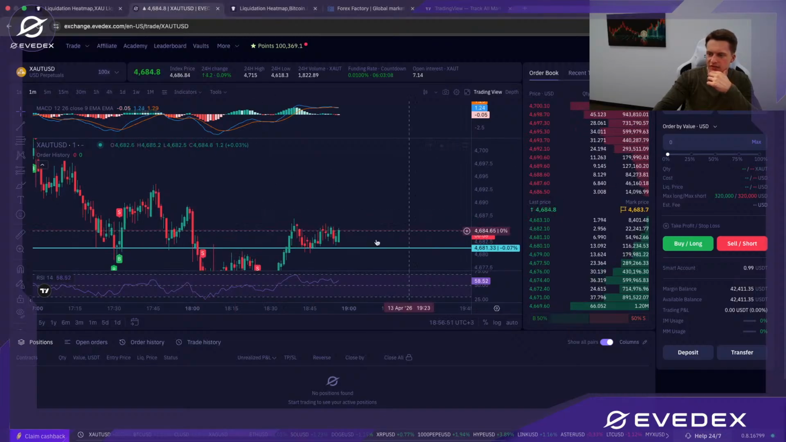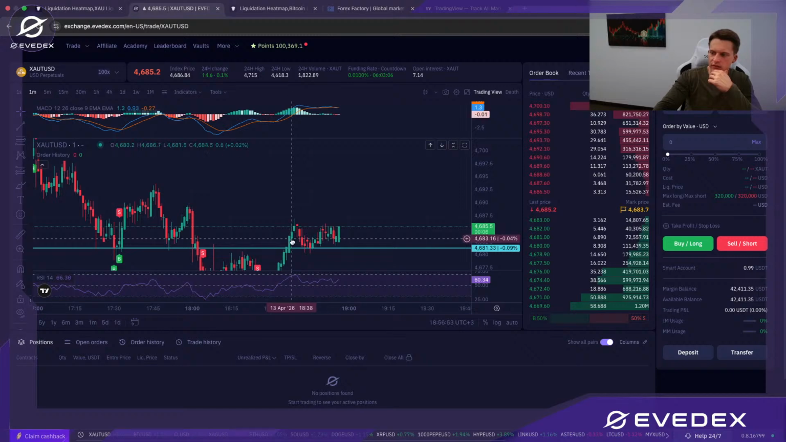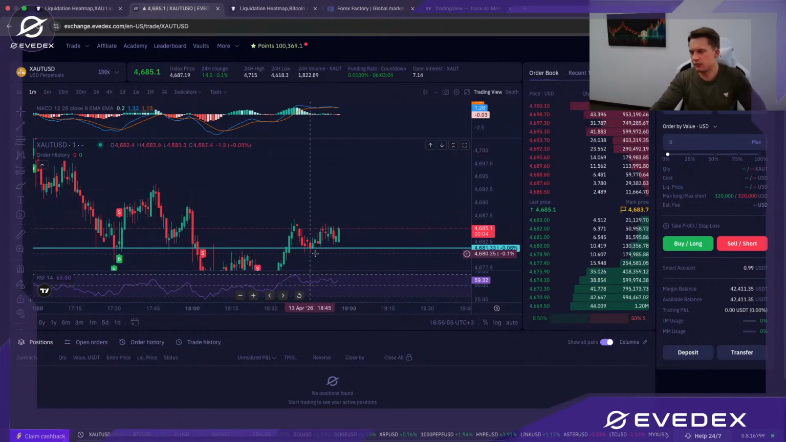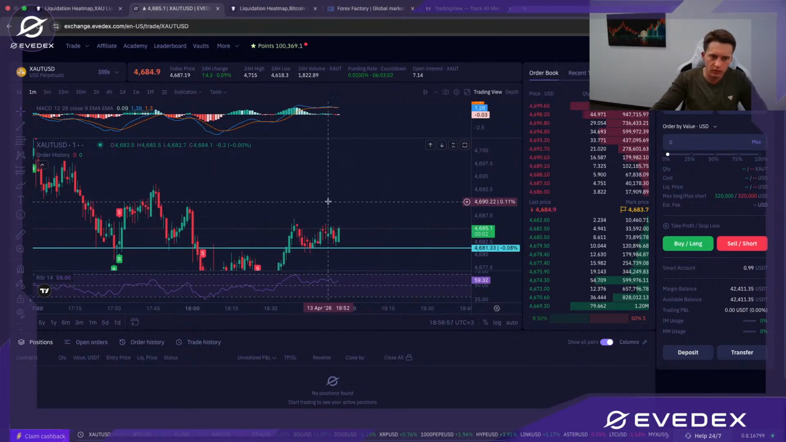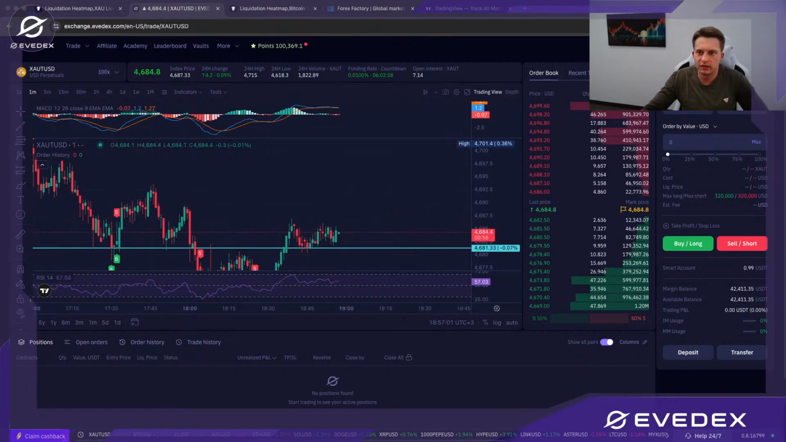You can see it's testing that level again and again. So what we can see is either a breakthrough. Well, it's either three options really.